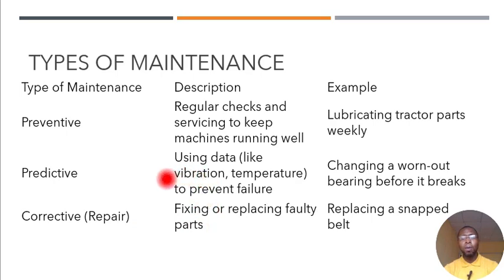When predictive maintenance has not taken place effectively, it might lead to damage of the machine, and that is where corrective or repair maintenance now comes in. In that case, you begin to fix the faulty part or the damaged part. All right. So these are the three ways of maintaining machines.